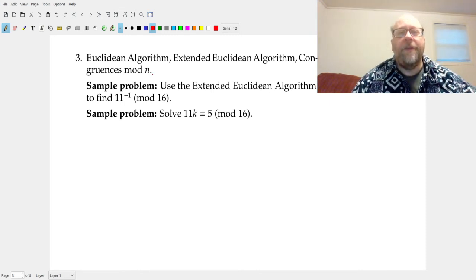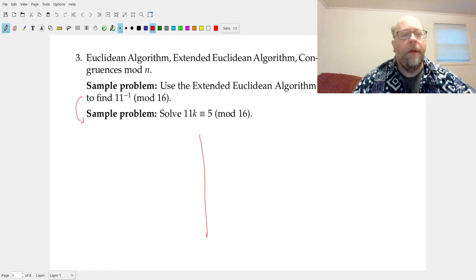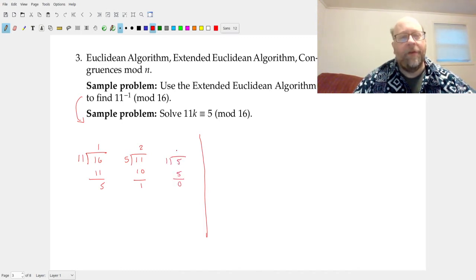All right, so let's use the extended Euclidean algorithm to find the inverse of 11 mod 16. Let's do this problem first. So the first thing we're going to do is divide 11 into 16. And that goes one time with 5 left over. Then 5 goes into 11 twice with 1 left over. And then 1 goes into 5 five times with 0 left over.